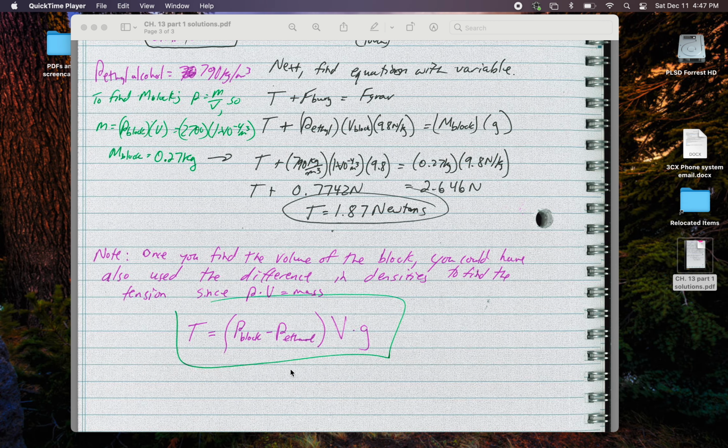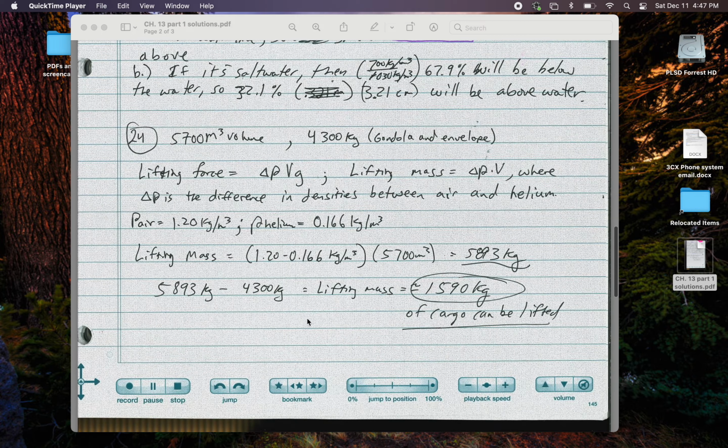And again, you could use the difference in densities times V times g, in this case, to figure out the tension. So density of the block minus density of ethanol. That's similar to how I said we could do things up here.